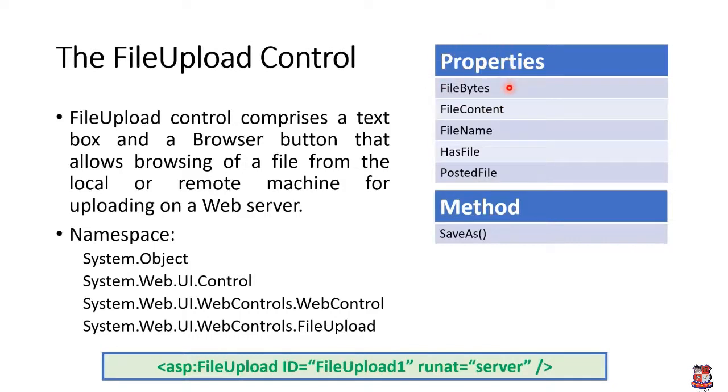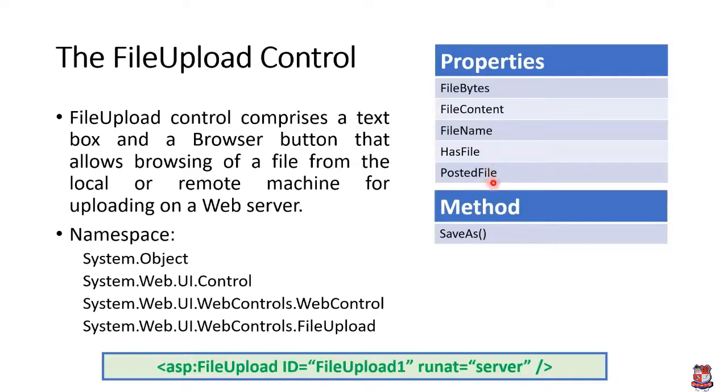It is used to obtain an array of bytes in a file that is uploaded by using the file upload control. Next is FileContent. It is used to obtain a stream object that points to the file to upload using the file upload control. Next is FileName. It is used to obtain the name of the file to upload on a client using the file upload control. Next is HasFile. This property is used to obtain a value indicating whether or not the file upload control contains a file.